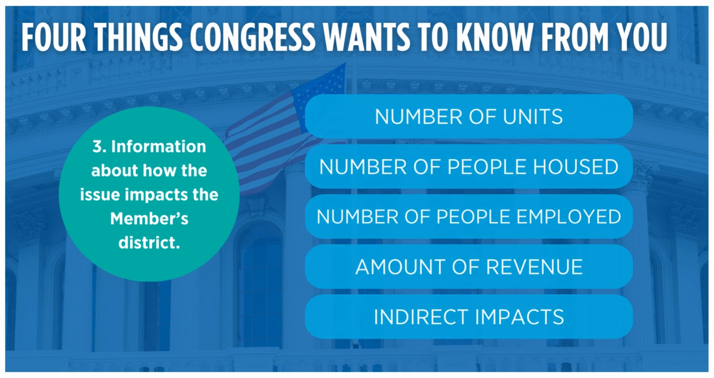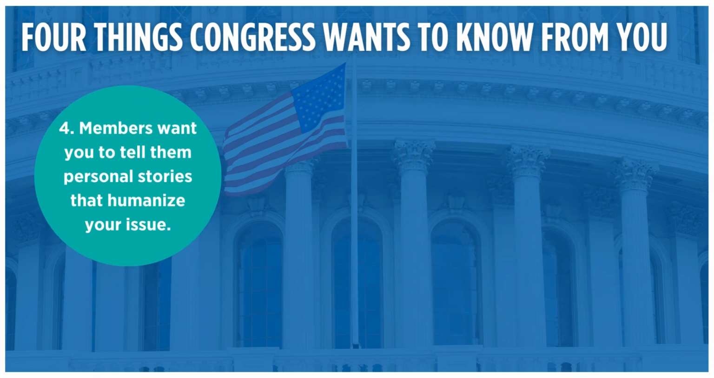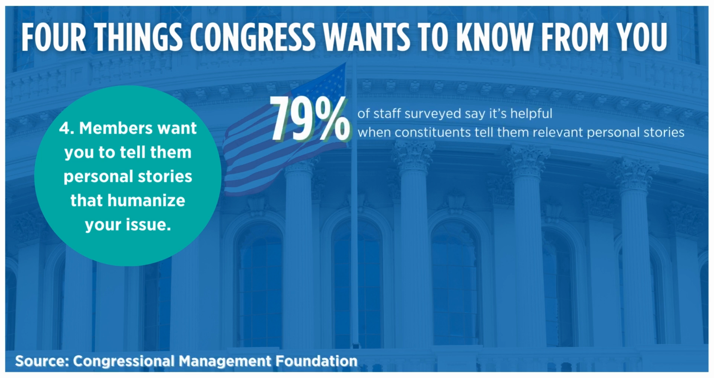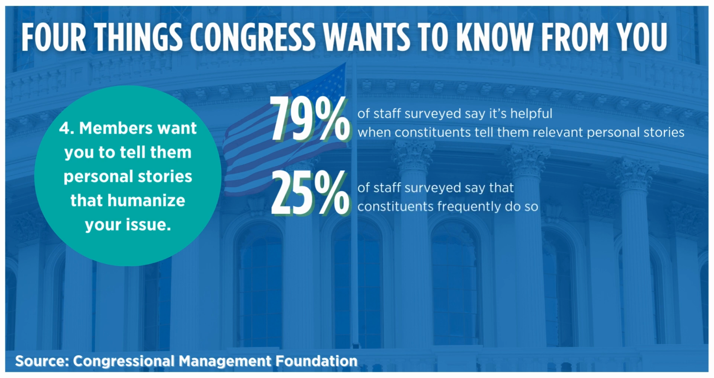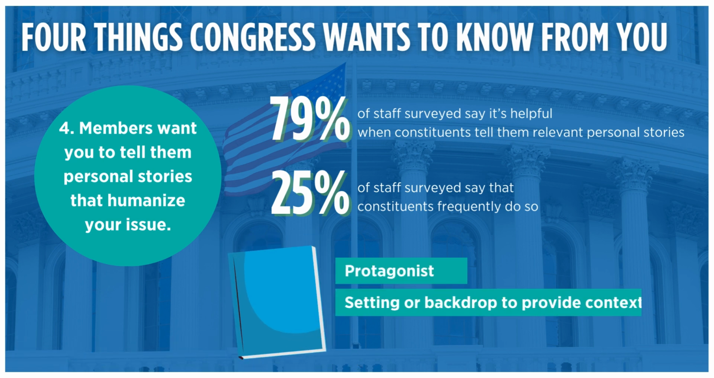And lastly, number 4, members want you to tell them personal stories that humanize your issue. While 79% of staff surveyed say it's helpful for constituents to tell them relevant personal stories, only 25% say that constituents frequently do so. One reason for that gap is likely because many constituents tend to confuse personal stories with talking points. To be clear, talking points are policy arguments. Stories have a protagonist, they have a setting or a backdrop to provide context, and there's a challenge to overcome. Good stories also include imagery that taps into the listener's imagination and sense of empathy.